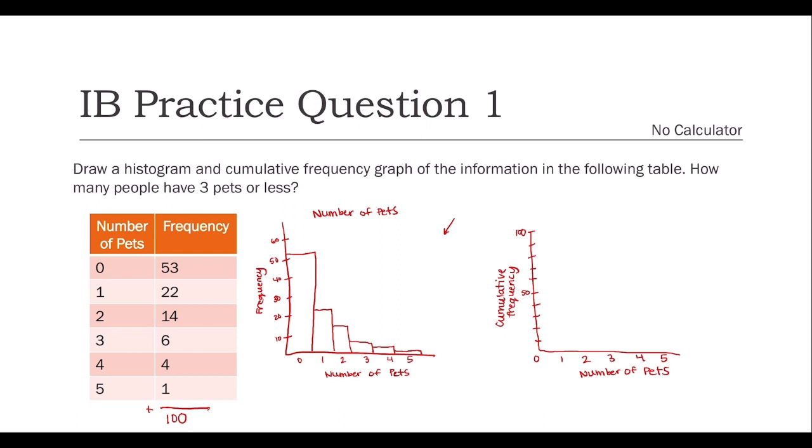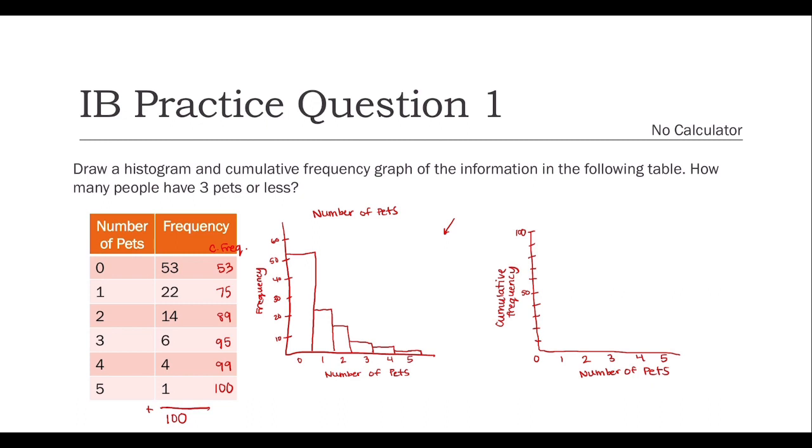So our cumulative frequency will be the sum of the frequency plus everything below it. So our cumulative frequency will be 53 for this first one. The second one will be 53 plus 22, which is 75. Then we add 14 to get 89. Adding 6 gives us 95. Adding 4 gives us 99. And then we have 100.